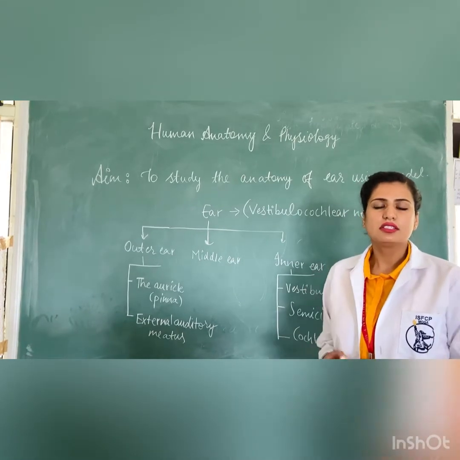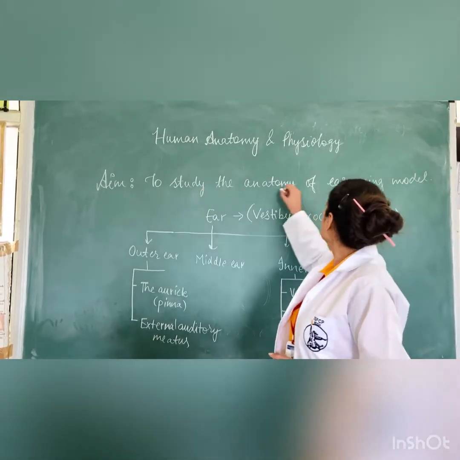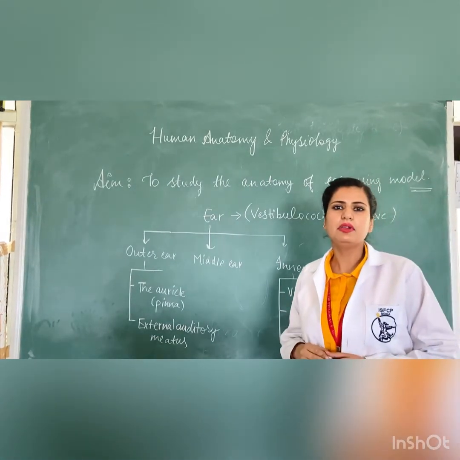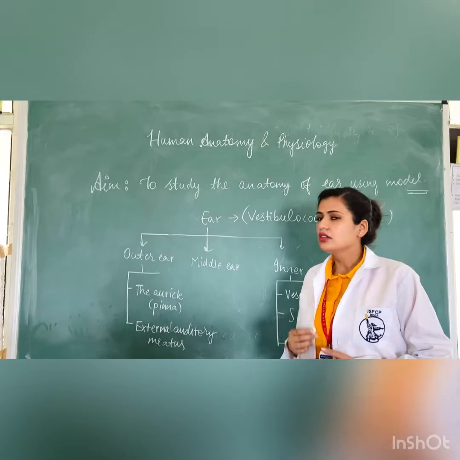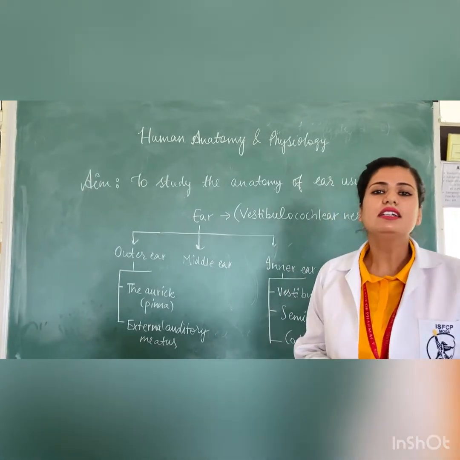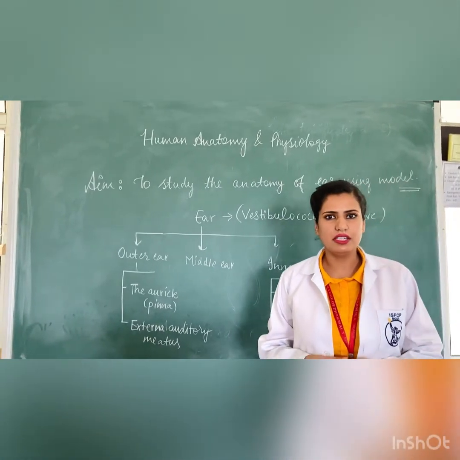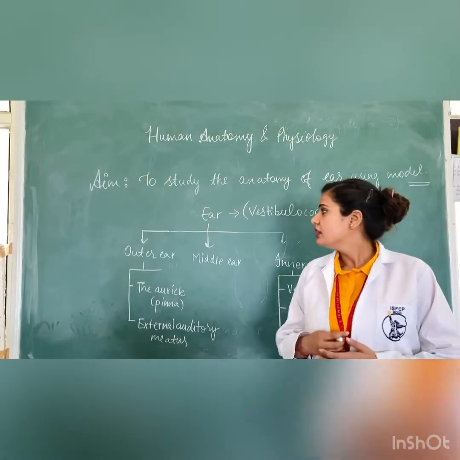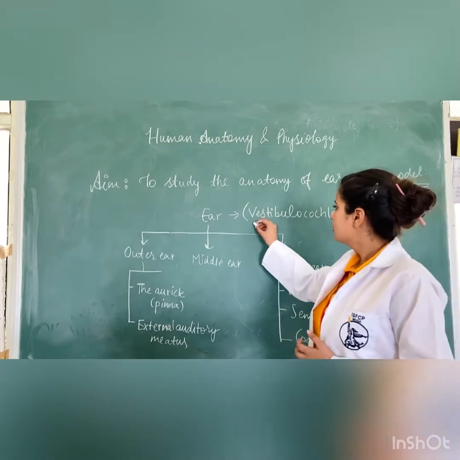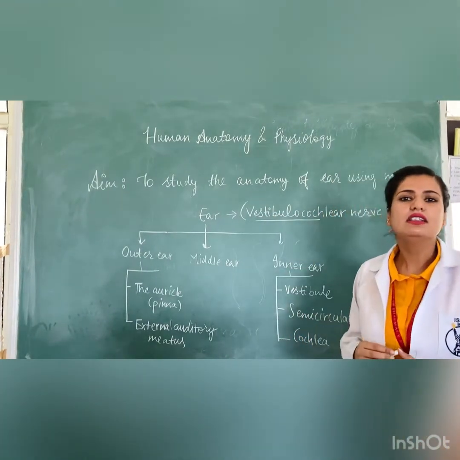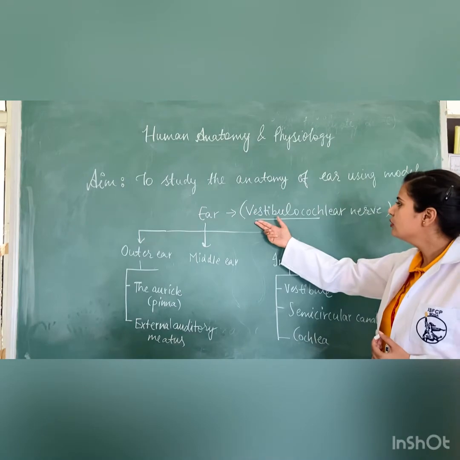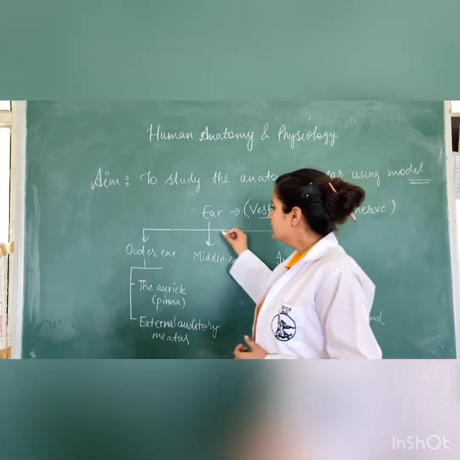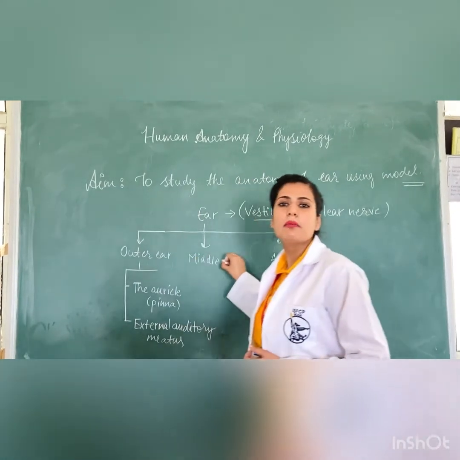Today we'll study about the anatomy of the ear using chart and model under the subject Human Anatomy and Physiology. What is the ear? The ear is the organ of hearing and it also helps in maintaining the balance. The ear is supplied by the 8th cranial nerve, known as the vestibulocochlear nerve. And the ear is divided into 3 main parts.